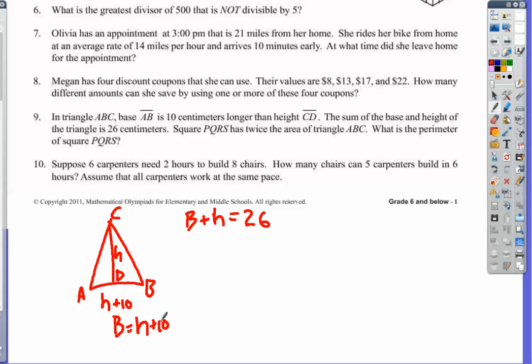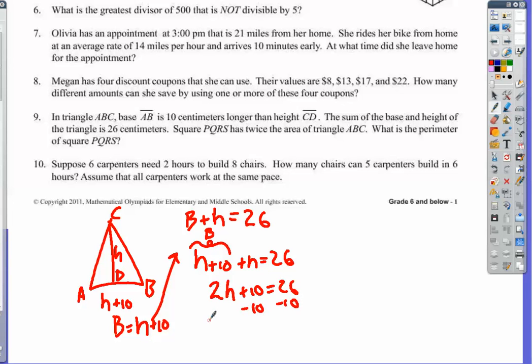So wait a second. I know we have B is H plus 10, plus H is equal, so H plus H is 2H plus 10 is equal to 26. Minus 10, minus 10, equals 16, divided by 2. So the height is 8. That makes the base 18.